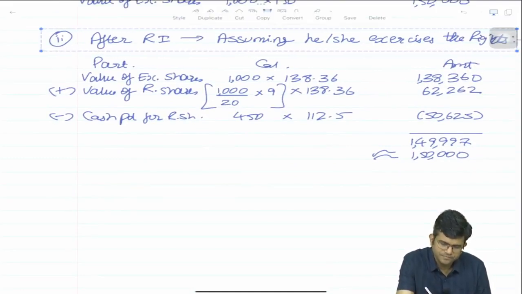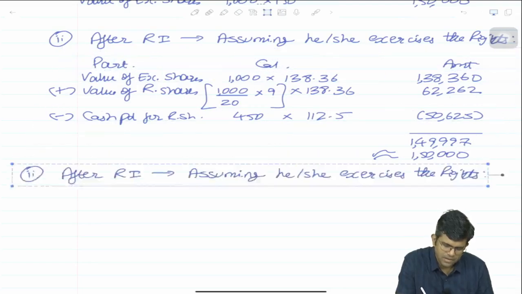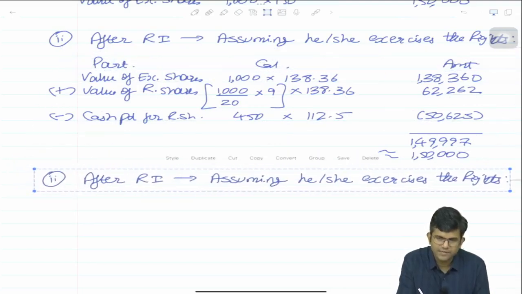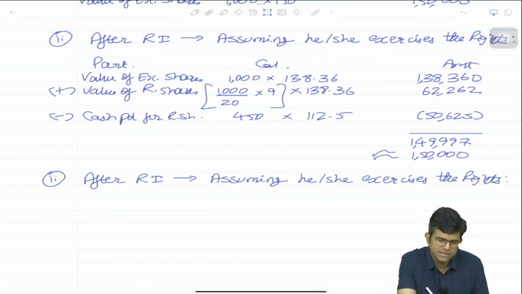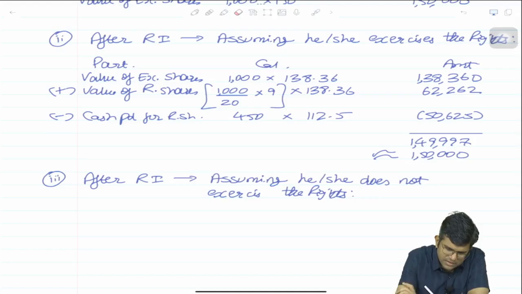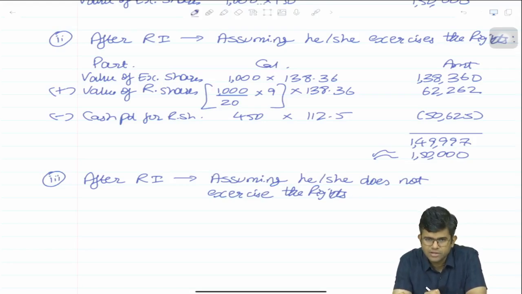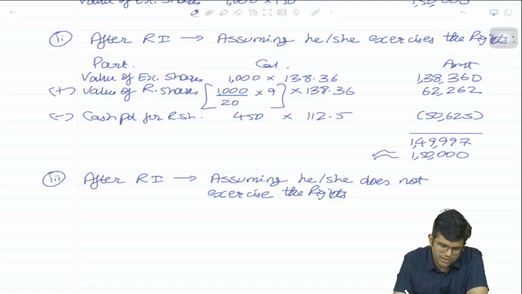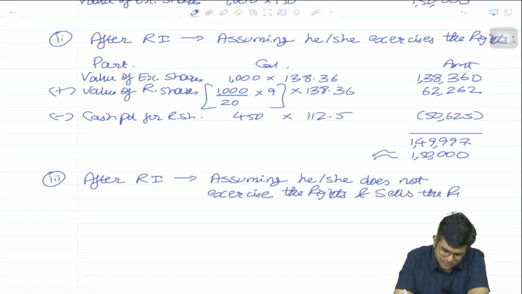What case is there? The next case is, what if he sells the rights? Everybody clear? What if he sells the rights? Does not exercise and sells. So here I will write, assuming he or she does not exercise the rights but does nothing. If you do nothing, you will go in loss. If you are not exercising, you will have to sell the rights, correct? Okay, so assuming he or she does not exercise the rights and sells the rights.